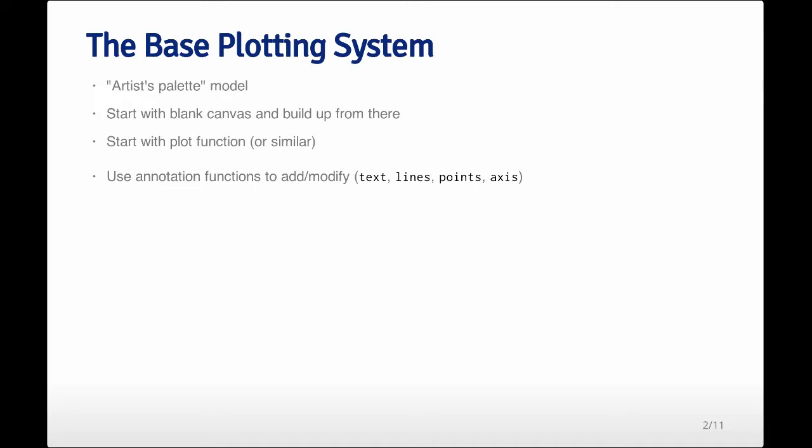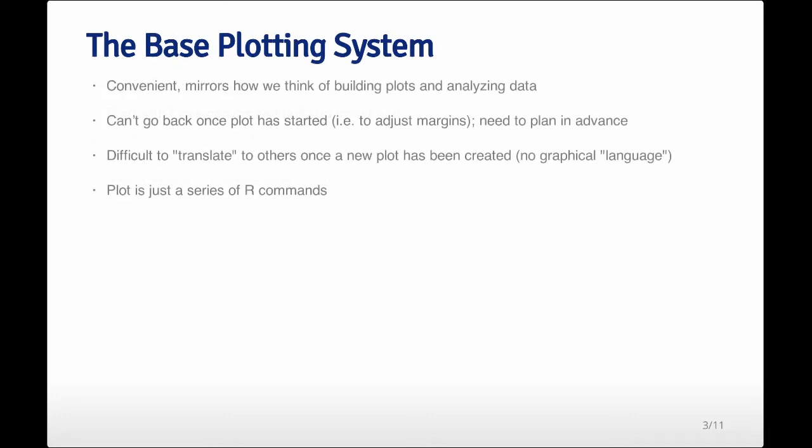The typical mode for this type of model is to use the plot function. So there's always a function that generates a plot. And then there are other functions that so-called annotate the plot. These are functions that add things like text, lines, labels, and things like that to the plot. So there's the generation, and then there's the annotation. The nice thing about this system is it's very convenient. It's intuitive. I think many people think of building plots in this manner.